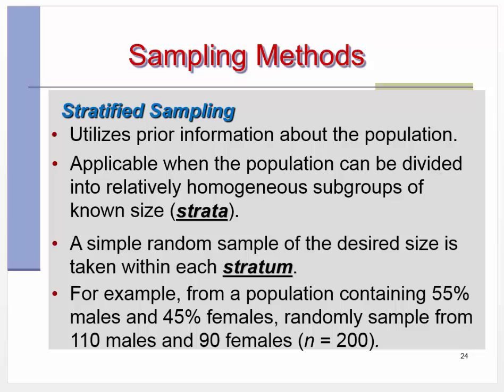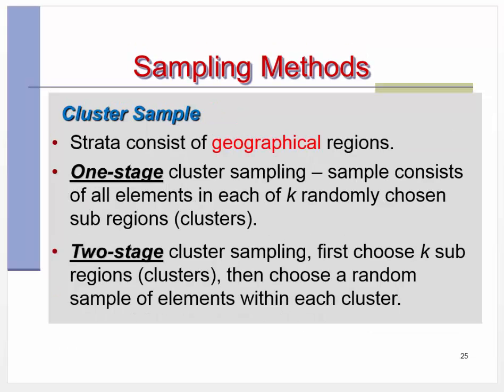Stratified sampling is done by dividing the population into strata, and then we randomly choose our sample from each stratum. For example, from a population containing 55% male and 45% female, we can randomly sample 110 males and 90 females, for a total n of 200.